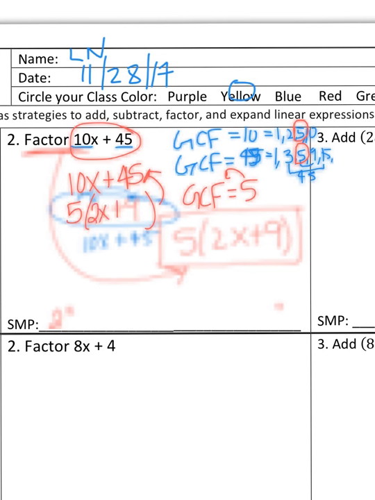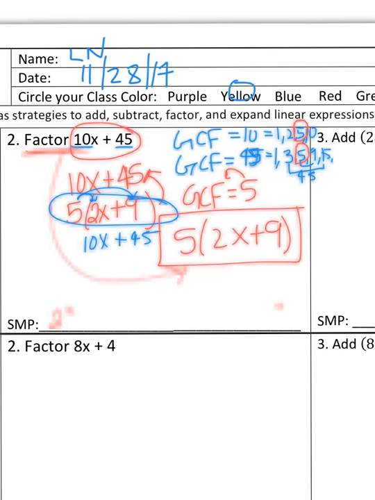2x. Keep that plus. 5 times what gets you 45? 9. So another way to double check this is, what is 5 times 2x? 10x. And what is 5 times 9? 45. Okay, so then your answer is this one. It is correct. So your answer is 5 times 2x plus 9.